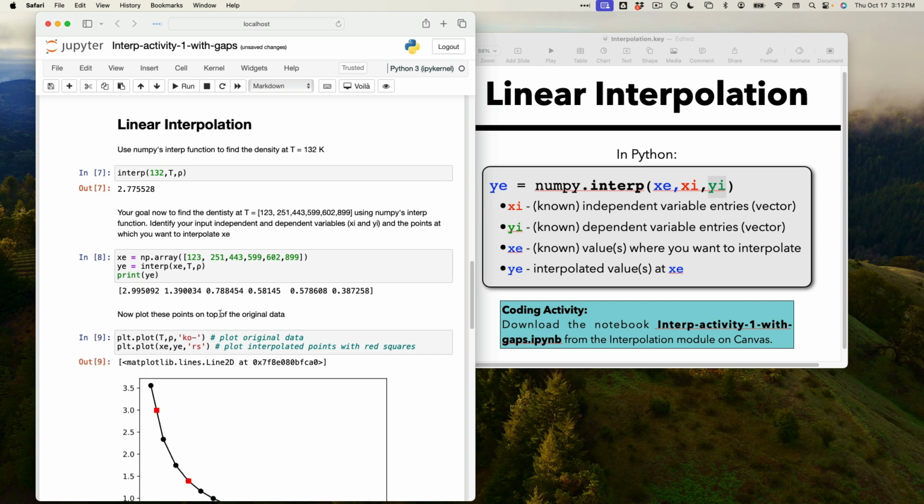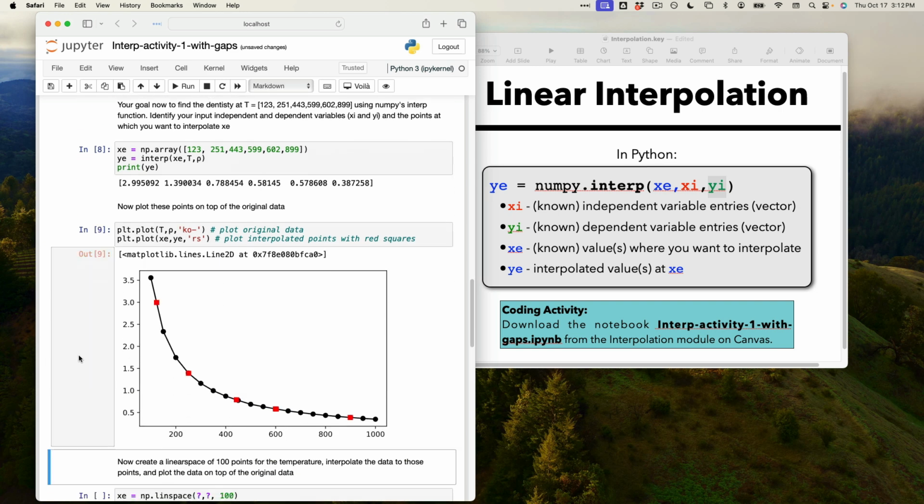So when I do this, a miracle happens. I get these red squares over here. It's gorgeous. It's consistent with what we learned so far. First, I see the straight lines between each pair of points. And I see the values that we interpolated at.